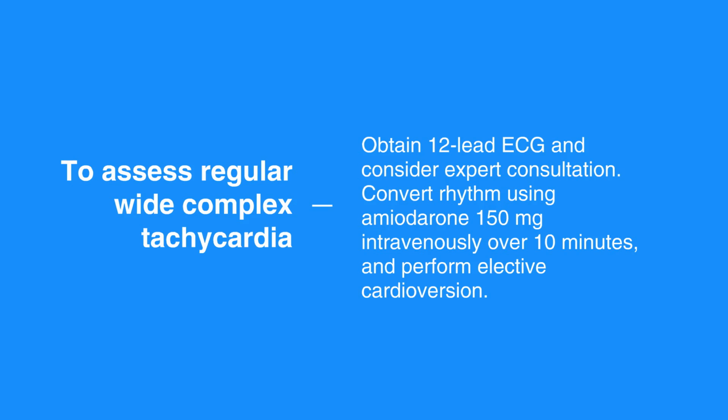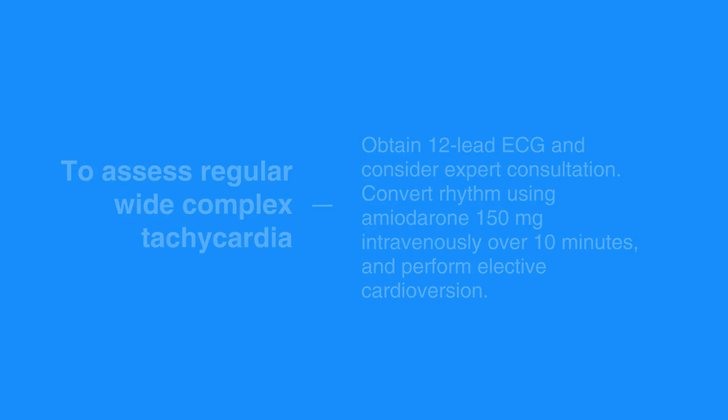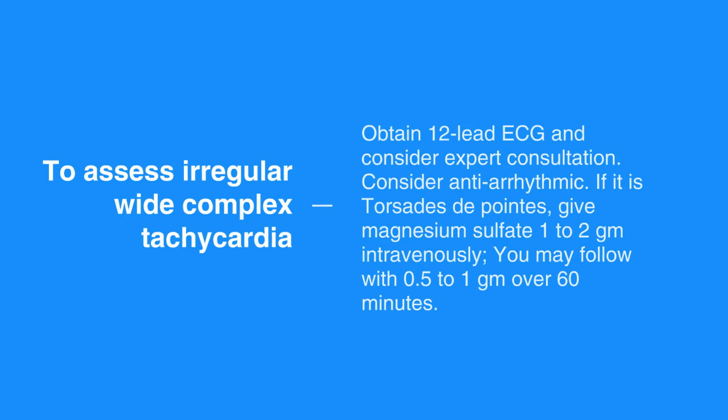Convert rhythm using amiodarone 150 mg intravenously over 10 minutes and perform elective cardioversion. To assess irregular wide complex tachycardia, obtain 12-lead ECG and consider expert consultation. Consider antiarrhythmic. If it's torsade de pointe, give magnesium sulfate 1 to 2 grams intravenously. You may follow with 0.5 to 1 gram over 60 minutes.